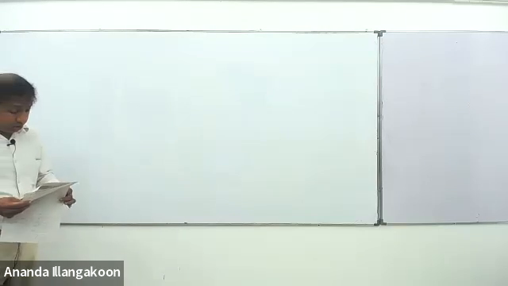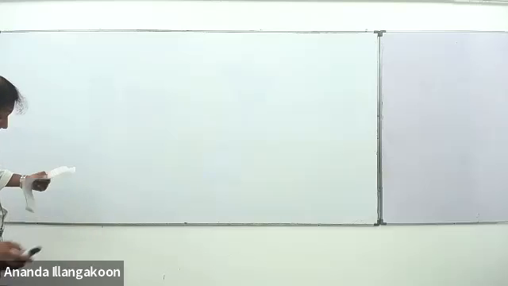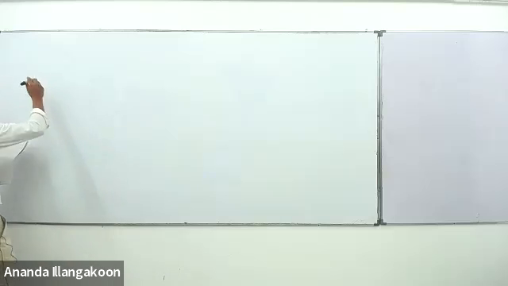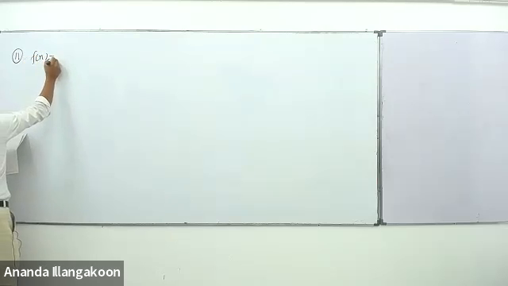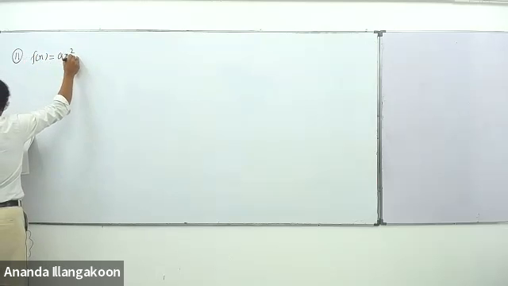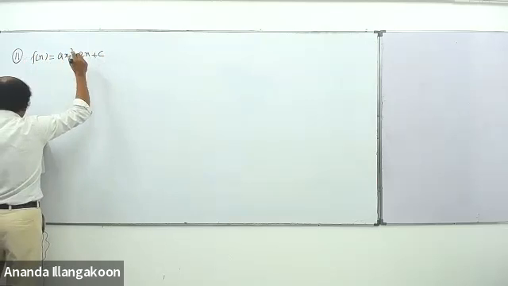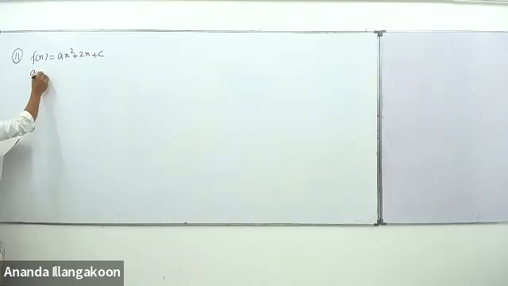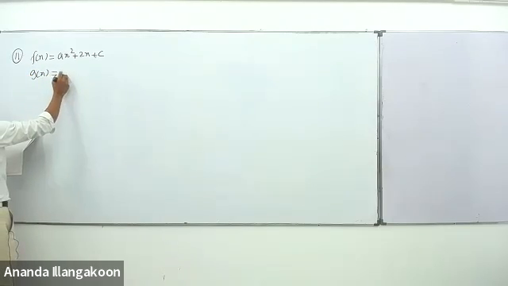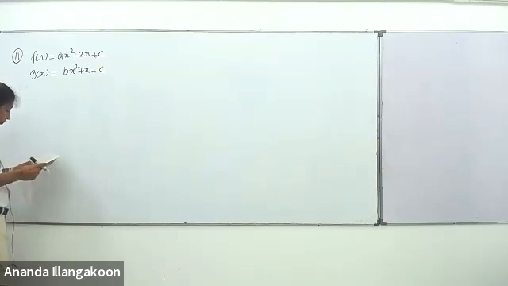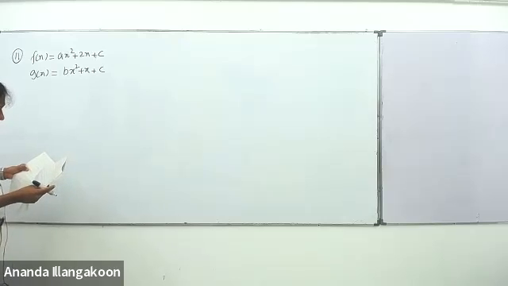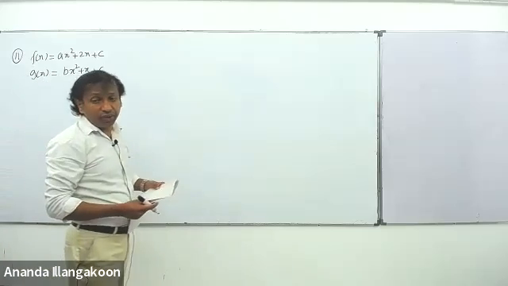Number 11, part B, first question. Given f(x) equals x squared plus 2x plus c, g(x) also given: bx squared plus x plus c. Given that f(x) and g(x) have a common root, assume the common root as alpha.